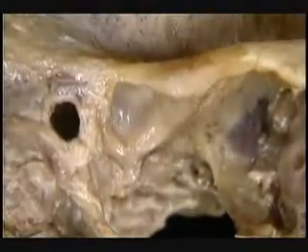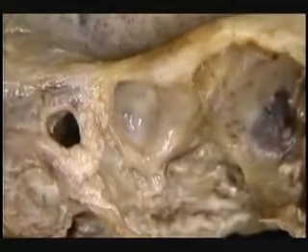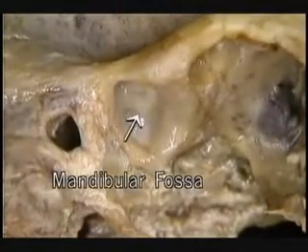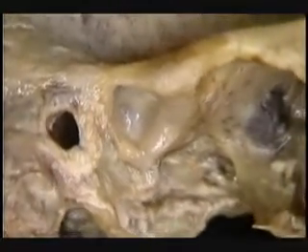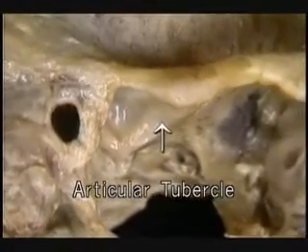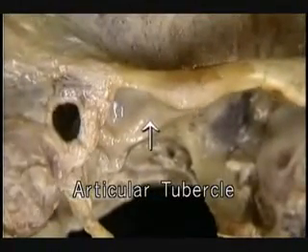The articular surface of the temporal bone has a double curve. This concave part is the mandibular fossa. This convex part is formed by the downward bulge of the articular tubercle.